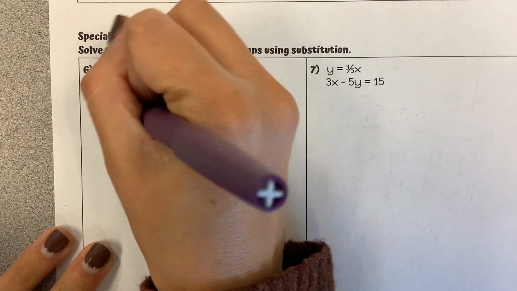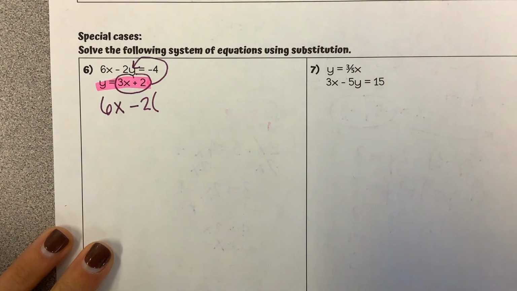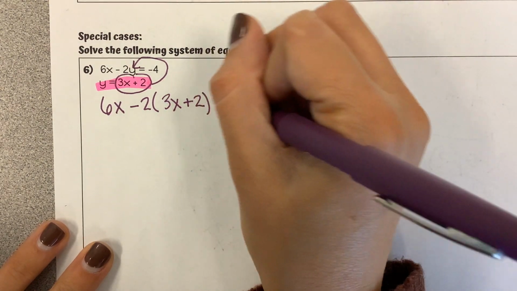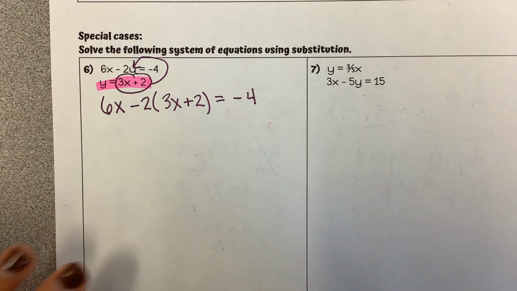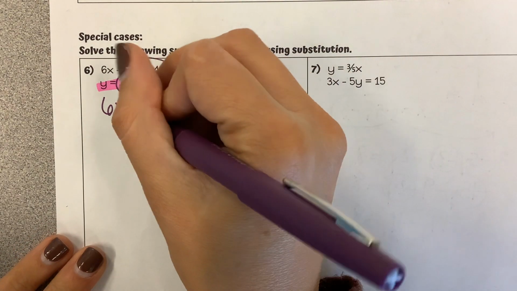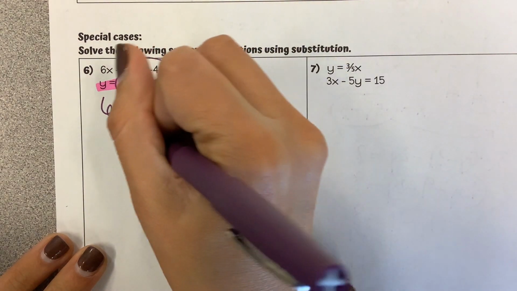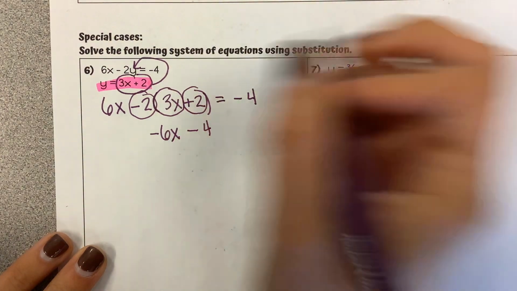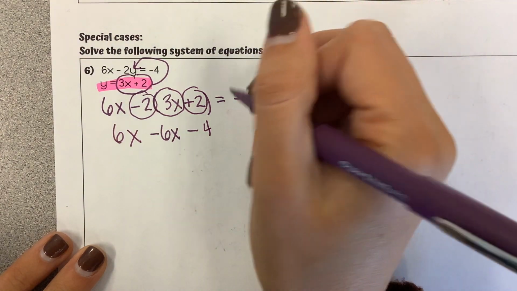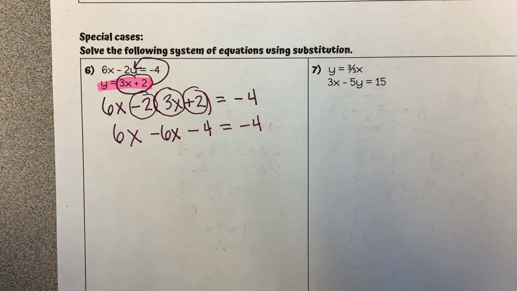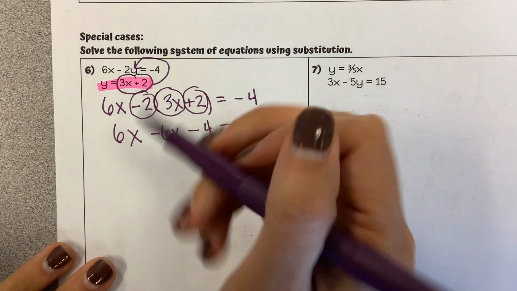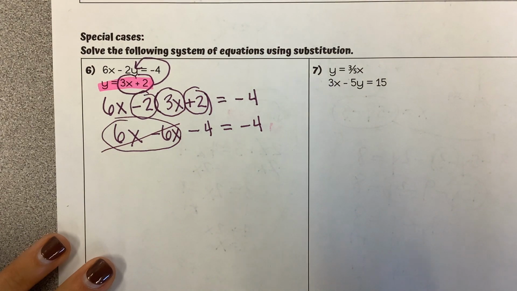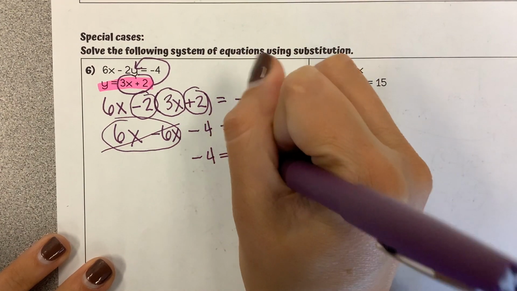So we have 6x minus 2 times our y value, which is 3x plus 2, equals negative 4. When I'm distributing, I got to be careful. We have a negative 2 times a positive 3x is negative 6x, and a negative 2 times a positive 2 is negative 4. So we get 6x minus 4 equals negative 4. When I simplify here, 6x minus 6x is just 0. They cancel each other out. And we are left with negative 4 equals negative 4.